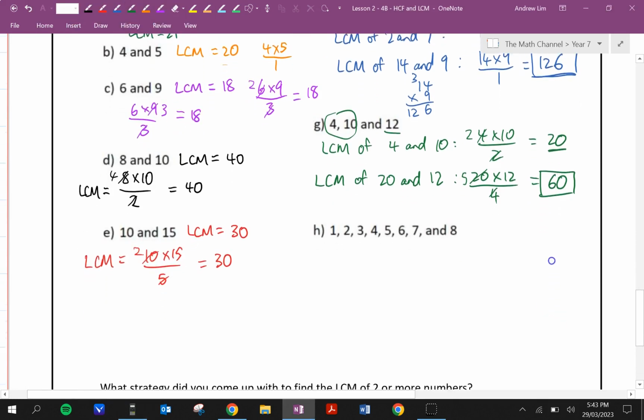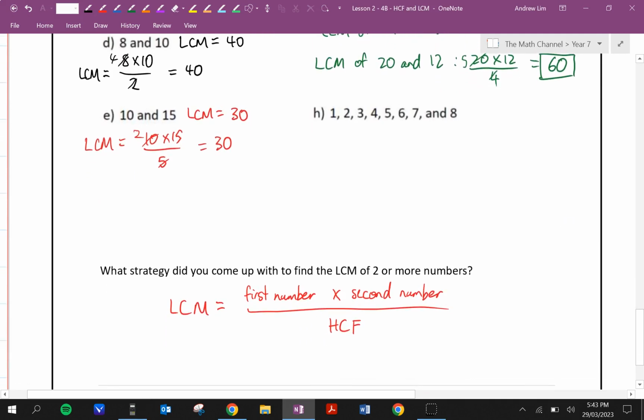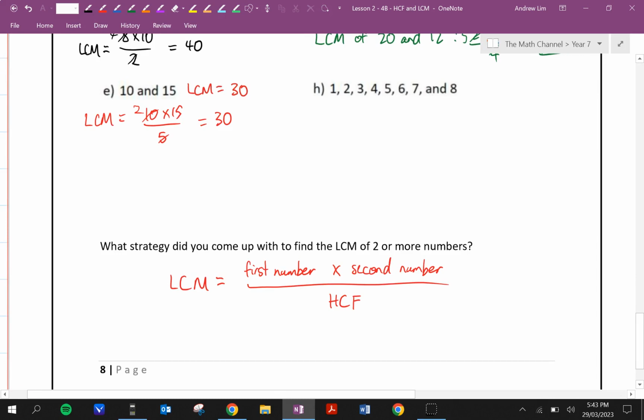So here's a challenge for you. Find the lowest common multiple of 1, 2, 3, 4, 5, 6, 7, and 8. So that means we will need to do this multiple times. Pause the video and have a go.